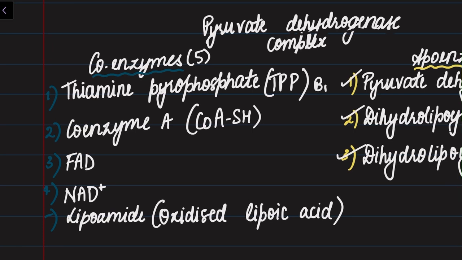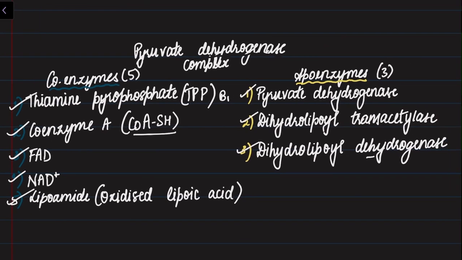What are the coenzymes? Thiamine pyrophosphate or TPP. What is TPP? TPP is the coenzyme form of vitamin B1. We have coenzyme A or CoASH, which is coenzyme A with a sulfhydryl group. FAD, which is the coenzyme form of riboflavin or vitamin B2. NAD+, the coenzyme form of vitamin B3. And lastly, lipoamide. Lipoamide is used interchangeably with oxidized lipoic acid.